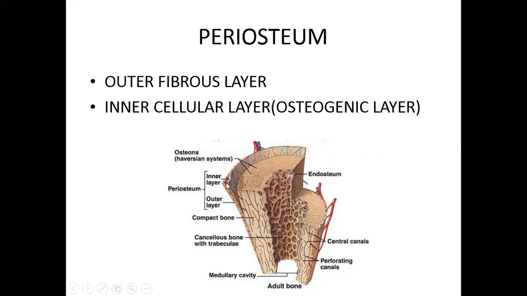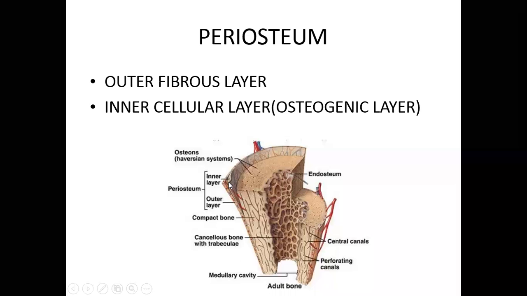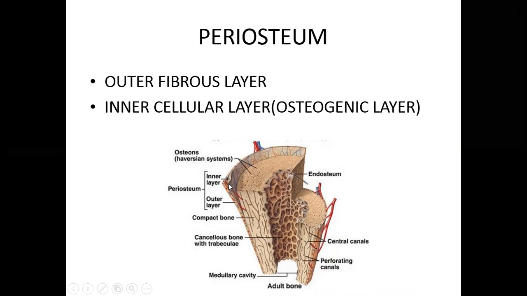So periosteum has two layers, an outer layer and an inner layer. The outer layer is the fibrous layer. It is made of connective tissue, whereas the inner layer is the cellular layer. When I say cellular layer, there are osteogenic cells which are placed here. There are four types of cells in the bone, so they can be seen in this area. So this is also called the osteogenic layer. So the inner cellular layer and the outer fibrous layer of periosteum can be seen in this.